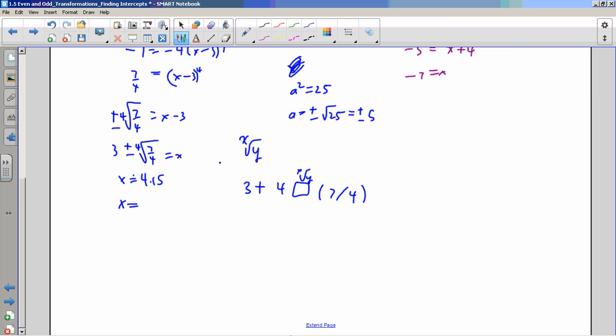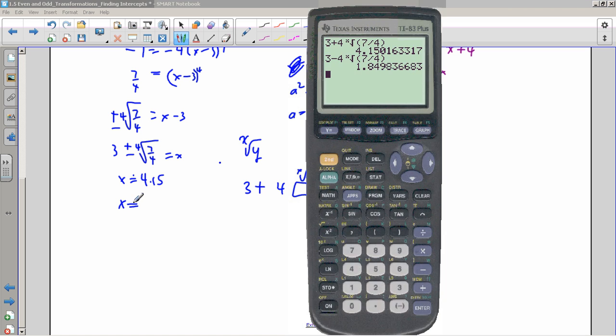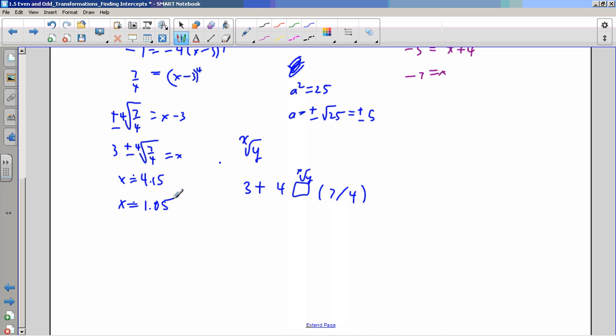And I've forgotten it already. Great memory there, Resto. 1.85. And so those are the two roots.